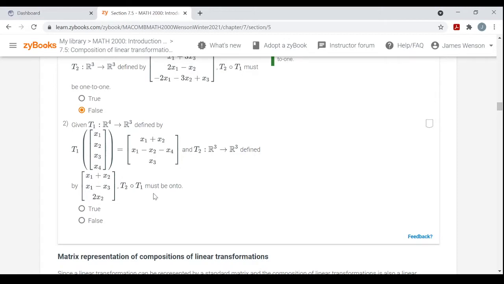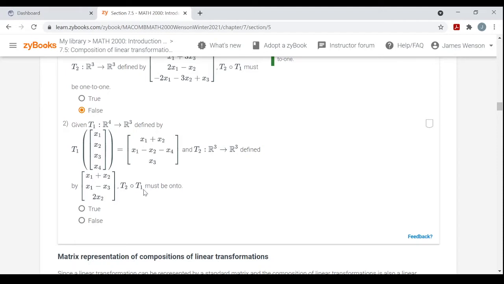And then this one, must it be onto? Let's see. T1 is from R4 to R3. T2 is from R3 to R3. Must their composition be onto? Now remember, to be onto means that every vector in the codomain is also in the range. Every vector in the codomain is an output.